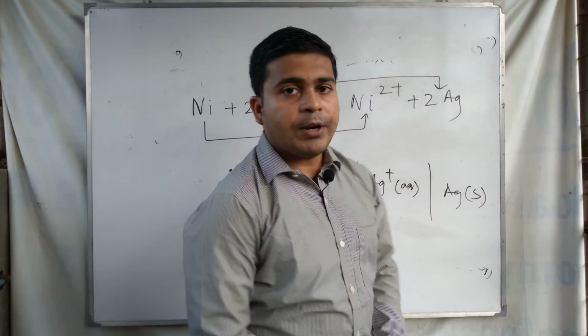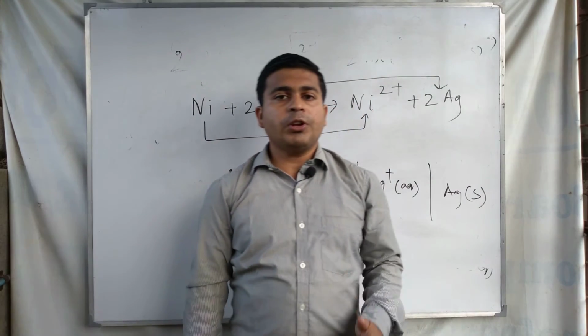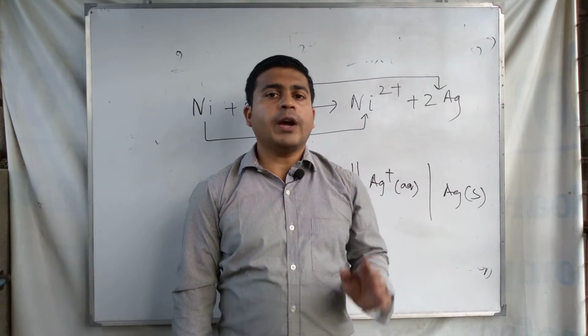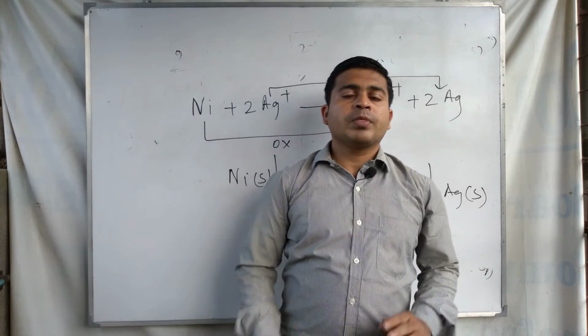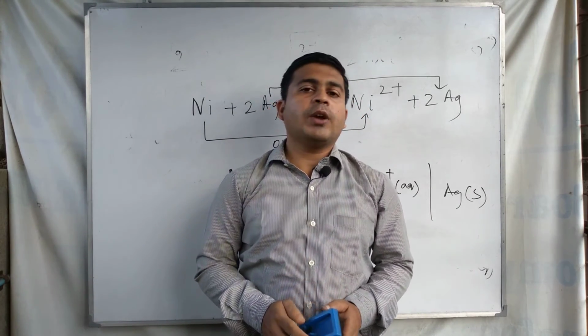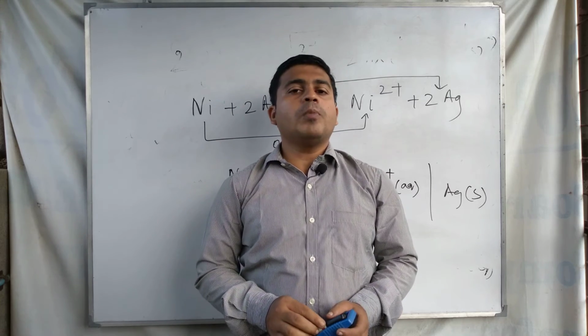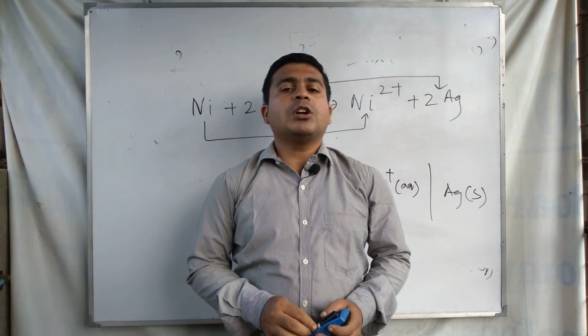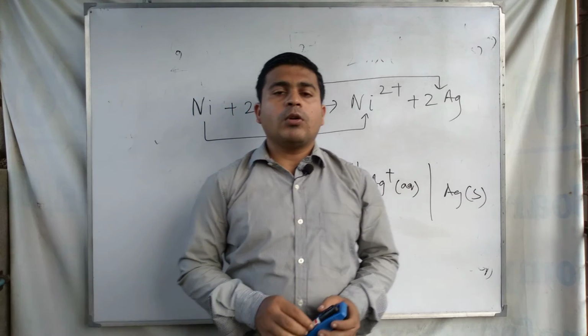So I think you understand this topic, that how to represent a galvanic cell or how to write the notation of a galvanic cell. And if you still have any question regarding this topic, then you can ask me in the comment section below. I would definitely answer your question or problems.